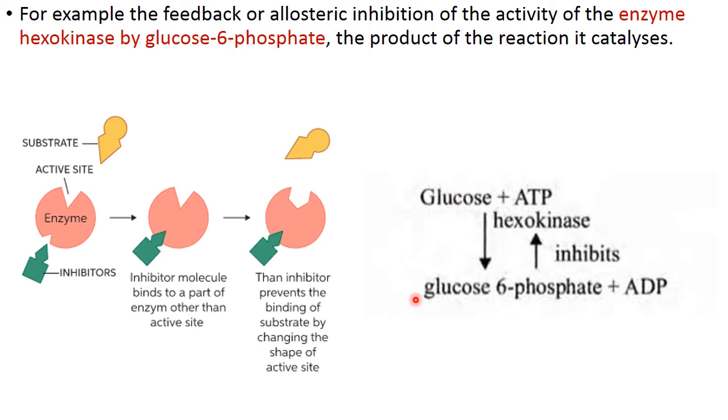तो जब तक ये प्रोडक्ट यूज नहीं होता है, when the concentration of this product decreases, then this inhibition is lifted and this reaction will go in the forward direction. That means glucose will be converted into glucose 6 phosphate. So this is an example of an allosteric inhibition.